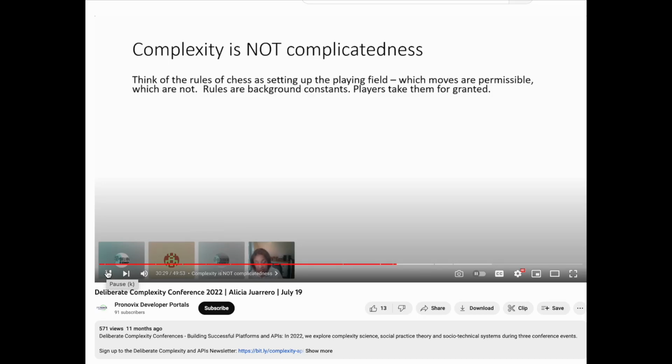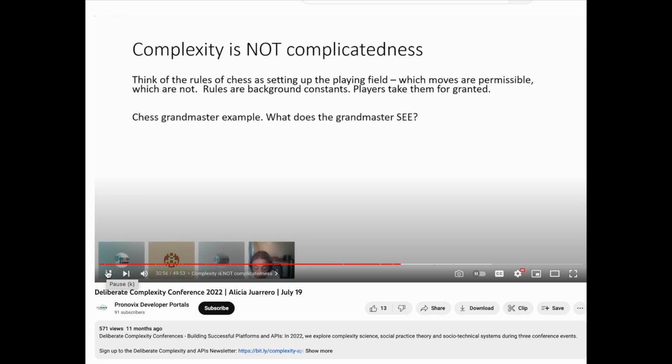The rules of chess do not move the hand of the player. They are not efficient causes. They simply lay down the settings of which moves are permissible and which are not. The rules of chess are background constraints that are so stable that you can call them constants. The players take them for granted.